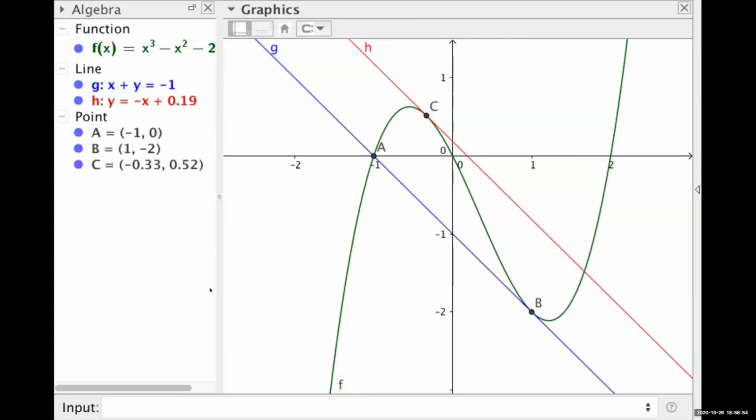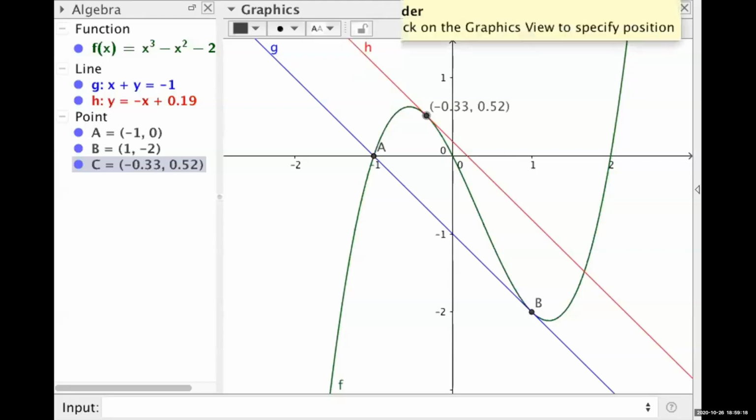And so that's what we just did. We found C at negative 1/3, which is the location of the point on the green curve where the tangent line is parallel to the blue secant line. So that's the idea with the mean value theorem. Go ahead and do the problems below.